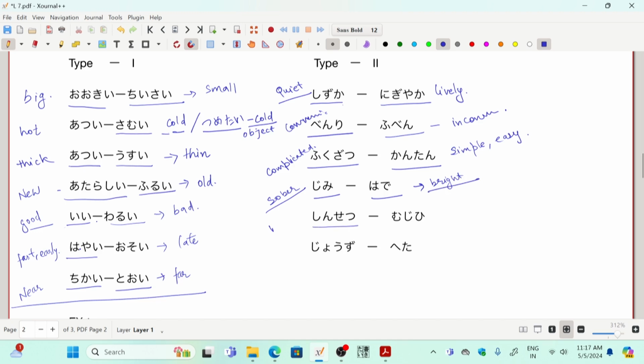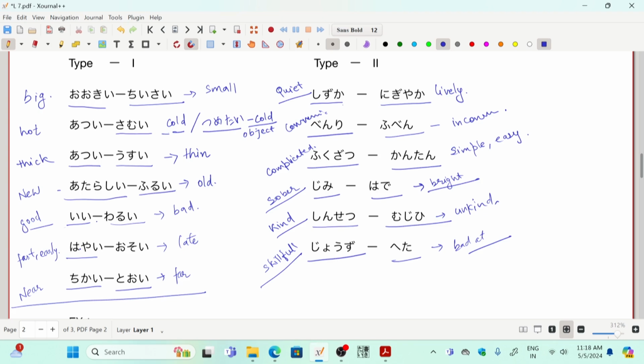Shinsetsu is kind. Mujihi is unkind or cruel maybe. Next is jozu. This jozu is skillful. When you are good at something, you call it jozu. Heta. Heta is bad at something. Okay. So these are the I type and Na type adjectives.